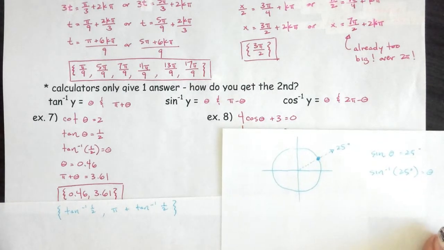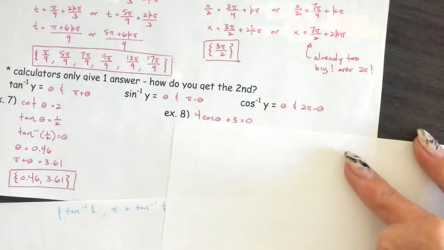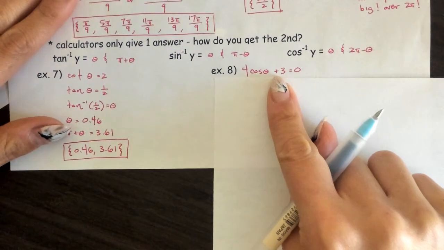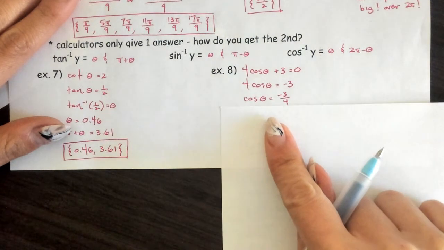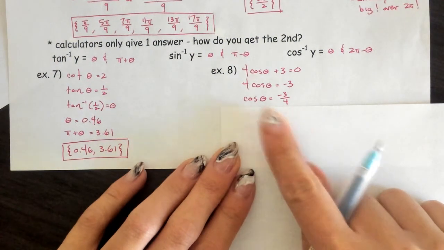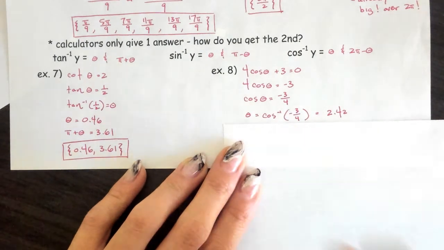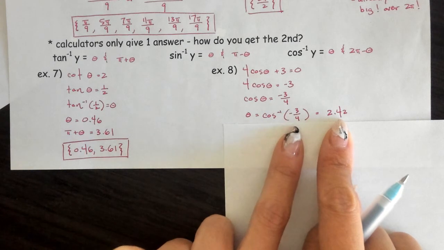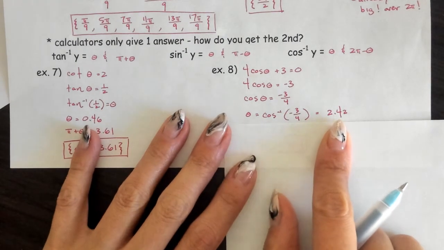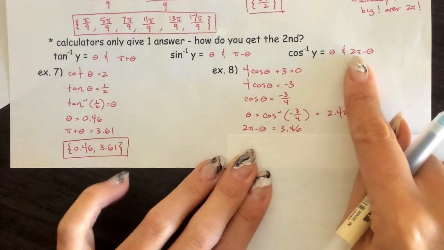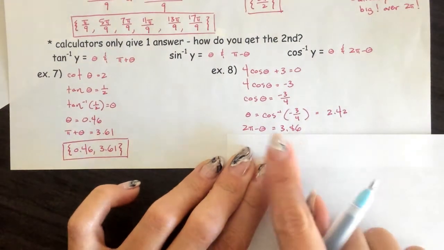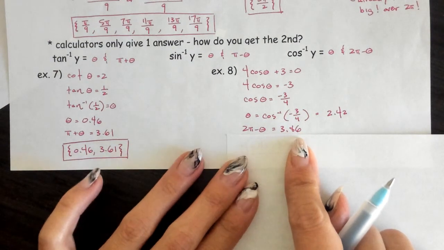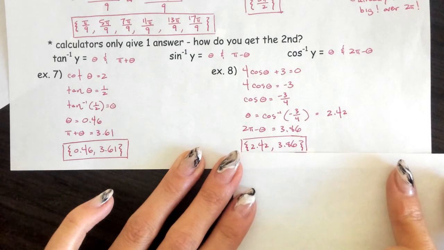Okay? For the last one, let's take a look at this. You go ahead and subtract 3, you divide by 4, and then you get this, and you go, that's not on the unit circle. So go ahead and put it into your graphing calculator or your regular calculator, as long as it's scientific. So cosine inverse of -3/4. This is one answer, and then the other answer is 2 pi minus theta. So 2 pi minus this is going to be 3 point whatever, right? So then you have those 2 answers.